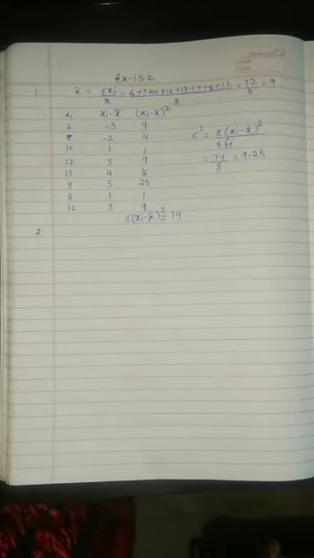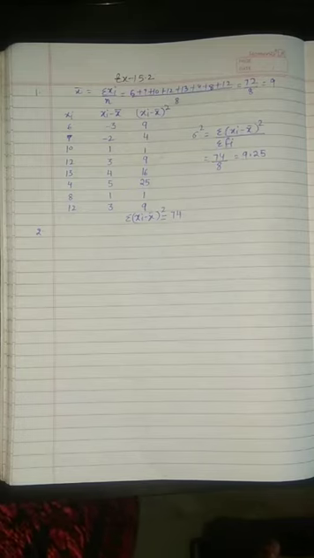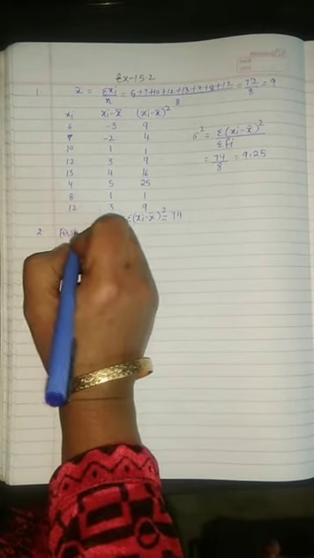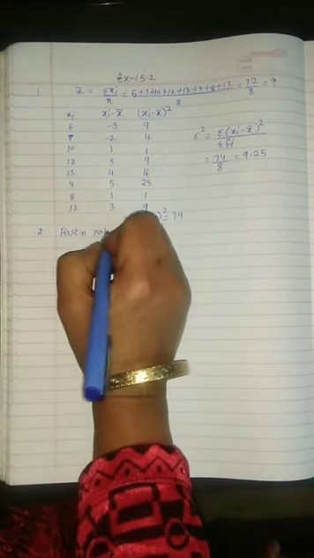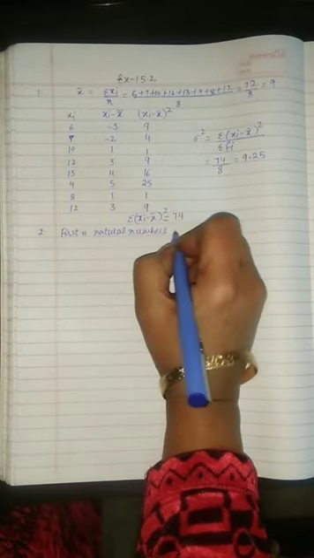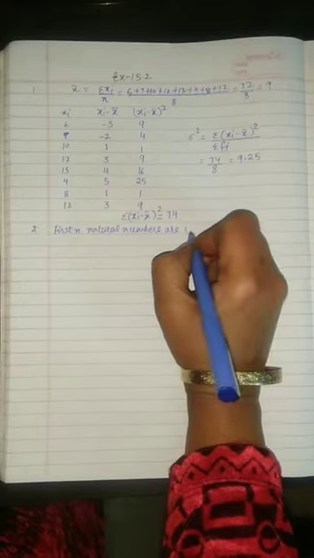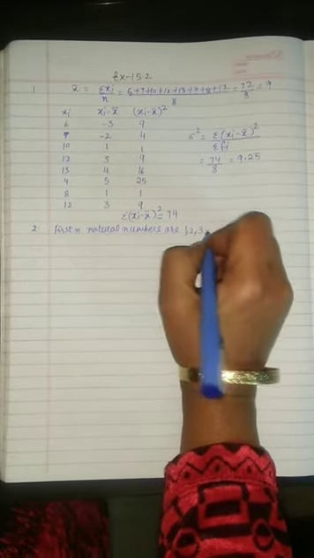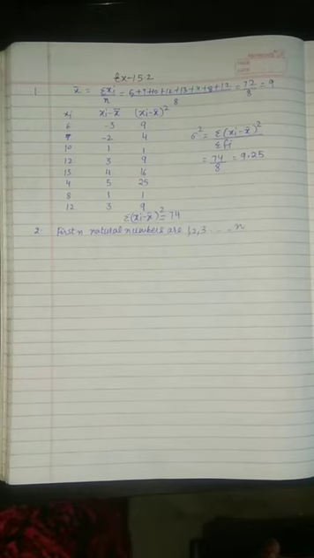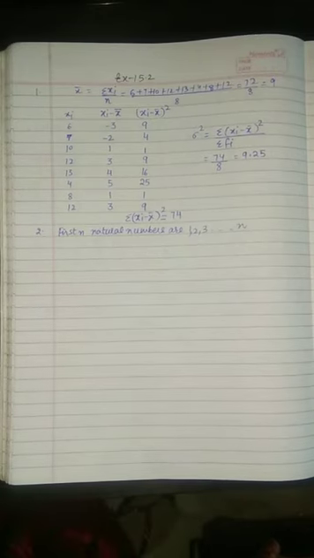Now in question number 2, we have to find the mean and variance of the first n natural numbers. Now what are the first n natural numbers? The first n natural numbers are 1, 2, 3 up to n. Now we have to find the mean and variance of these natural numbers.